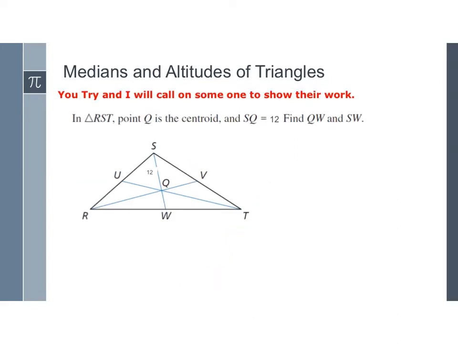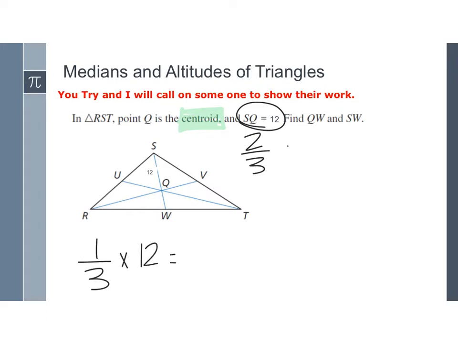Okay, in RST, point Q is the centroid, which means, guys, if I see centroid, that screams median. Centroid screams median. SQ is 12. Find QW and SW. So remember, SQ, by definition, is 2/3, which means I need to find 1/3 of 12. And just as a reminder, of means to multiply.